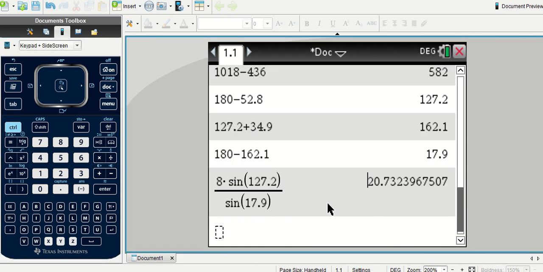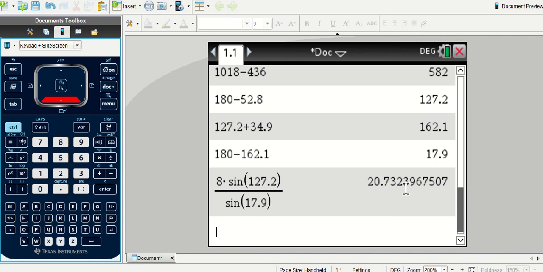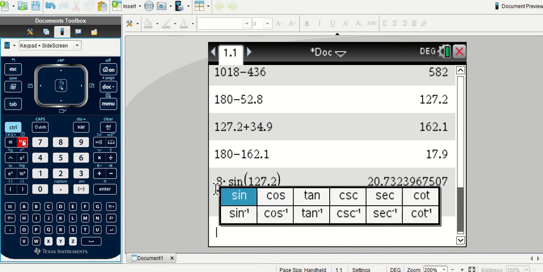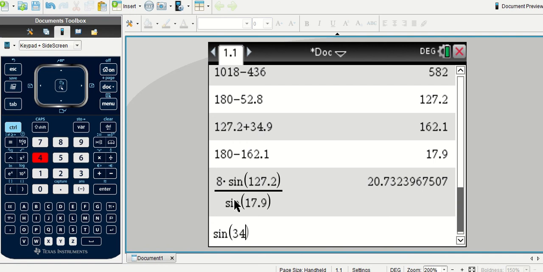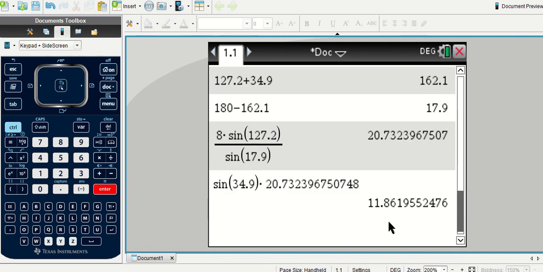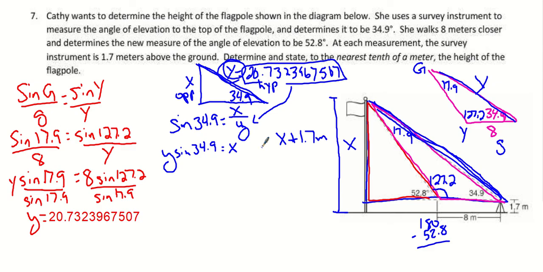So trig. I just want the trig. Problem is, the cursor's got to be down there. Trig, sine, right? We said 34.9 outside the parentheses here. Go up and copy and bring it down, and there we go. We want to go to the nearest tenth, so that's 11.9.